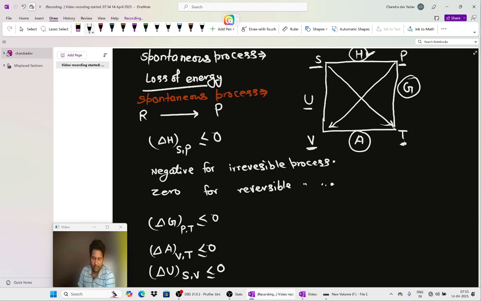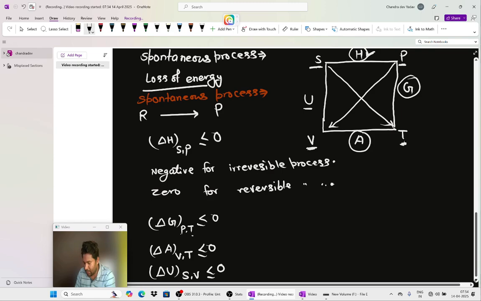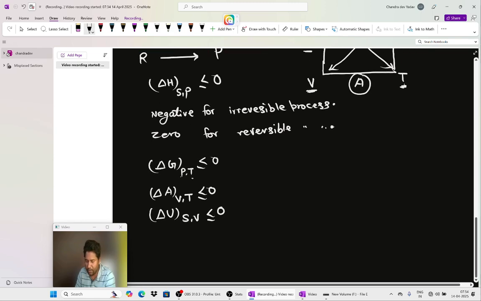If any process has this condition, meaning enthalpy change at constant entropy and constant pressure is equal to 0 or less than 0, then the process will be spontaneous. Or if any process has Gibbs free energy change at constant temperature and constant pressure, delta G less than 0 or equal to 0, then the process will be spontaneous, and so on for these two also. We can explain spontaneity according to variables also.